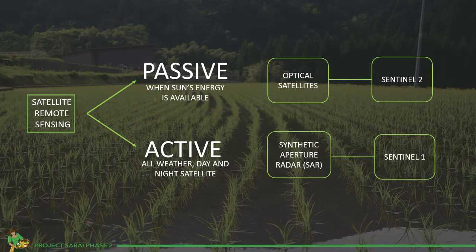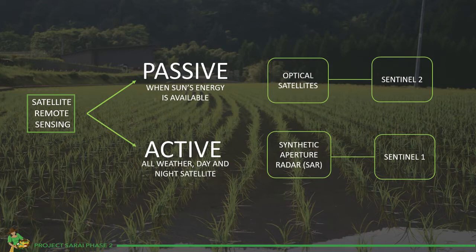SAR sensors are affected by surface roughness and wetness. Thus, they are best used in delineating water signatures such as mapping flood extent. They can also be used in determining rice areas in land preparation or land soaking stage.